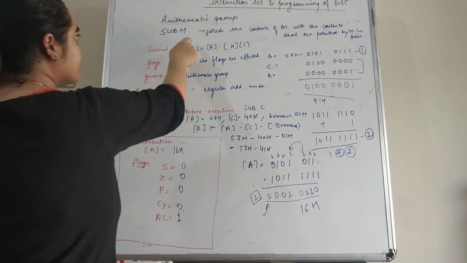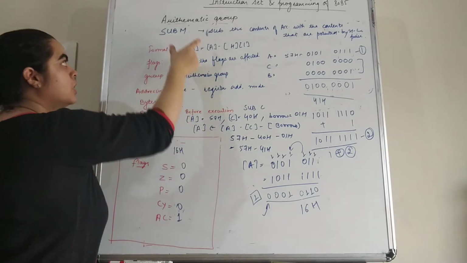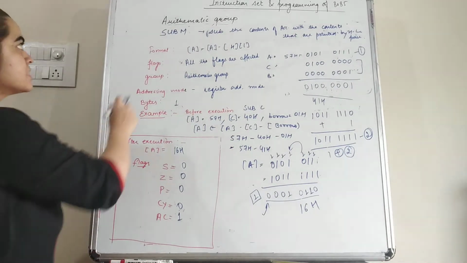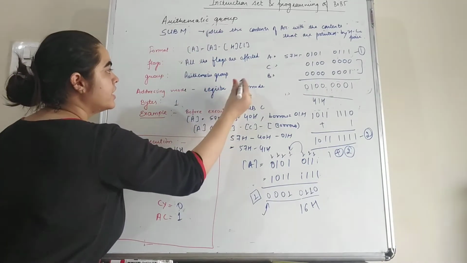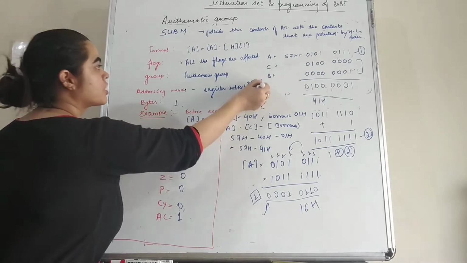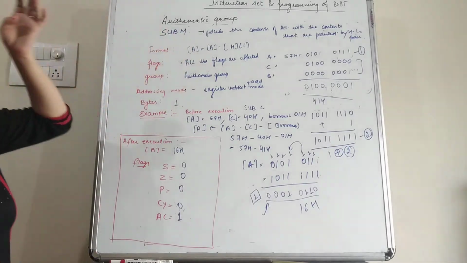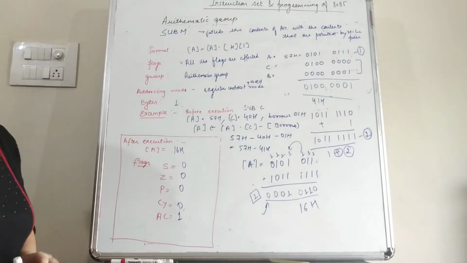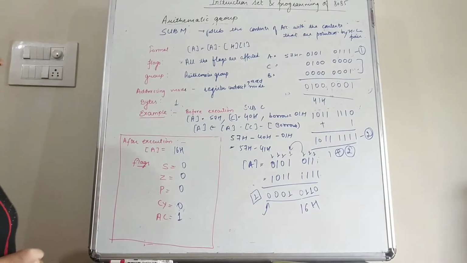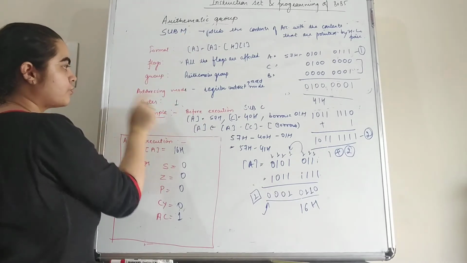By this instruction, all the flags are affected, and the group under which this instruction comes is the arithmetic group. The addressing mode is register indirect addressing mode because the memory location is given here, and in this memory the contents are stored which we are going to subtract from the contents of the accumulator. The bytes occupied by this instruction is 1.